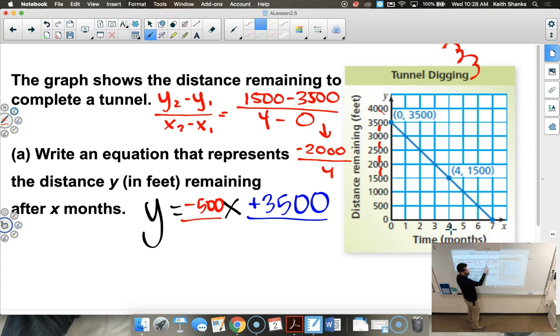Is everybody okay with that? 1,500 minus 3,500? Okay. And 2,000 divided by 4. What is 20 divided by 4? If I ignore the zeros for a second, that's 5, and I'm going to add 2 zeros on there. So you get 500.